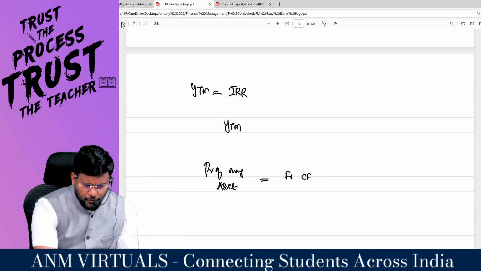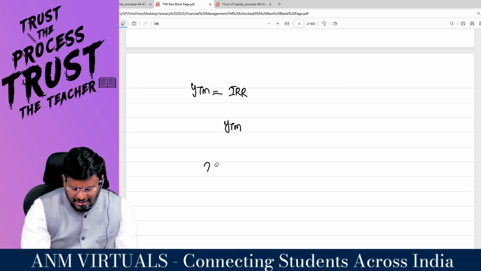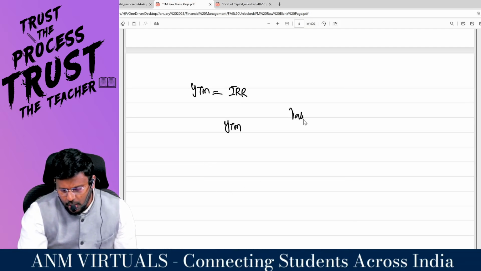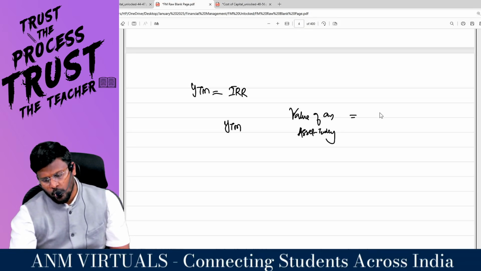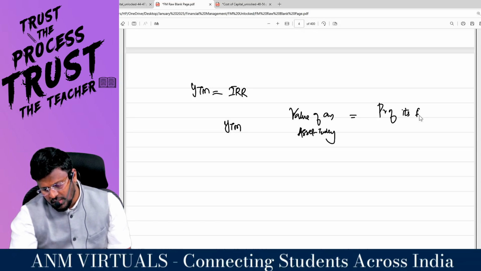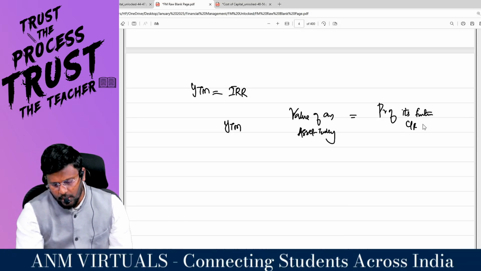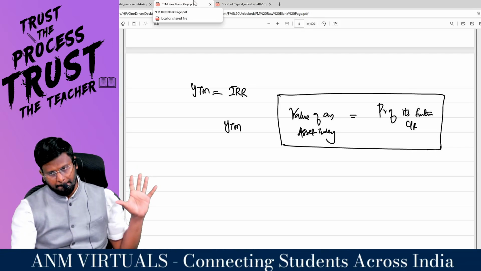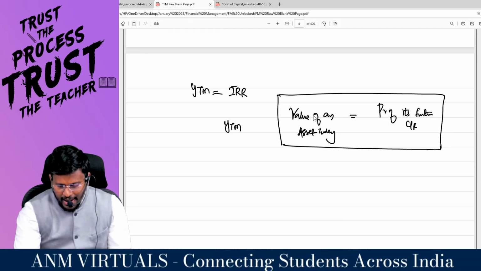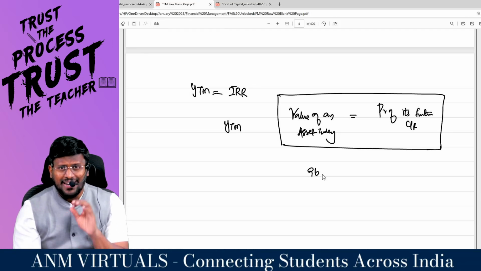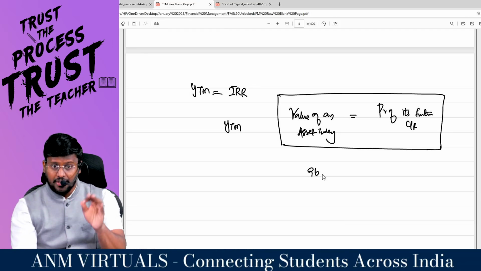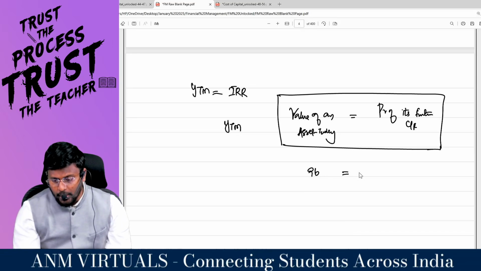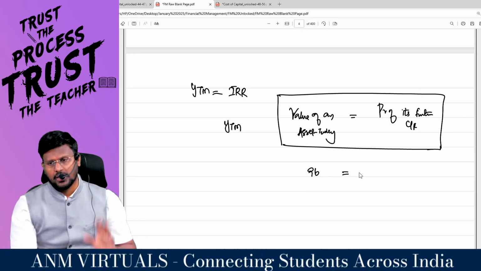If it is confusing, very simple, you can make the English like this. Value of an asset today is equal to present value of its future cash flows. This is the idea or the logic behind the YTM. So, the value of an asset, that means today you are going to spend 96 rupees for a debenture. That is the value of the asset of the debenture. Should be equal to present value of its future cash flow.